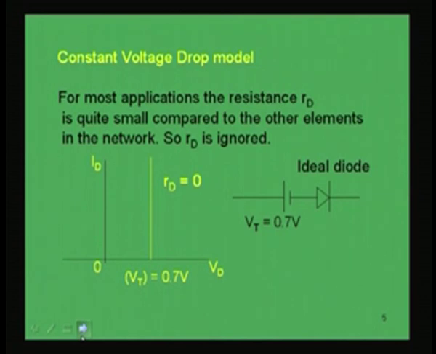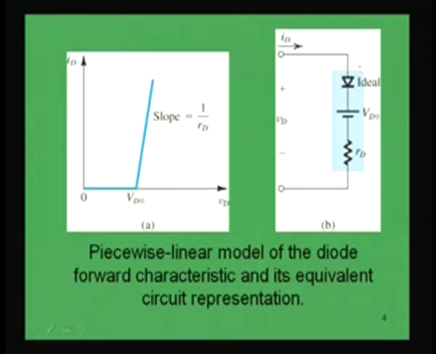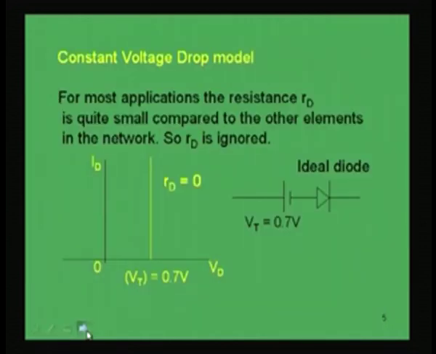Now, another approximate model will be coming from this model, which we can further simplify, giving rise to the constant voltage drop model. This model is the constant voltage drop model because in most of the circuit applications where you generally apply a diode, you will find that the resistance of the diode is quite small as compared to the other elements of the network. So, we can ignore this resistance of the diode without violating much, and this assumption will be used for further simplification of this piecewise linear model, which gives rise to the constant voltage drop model.